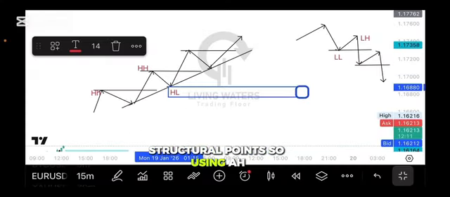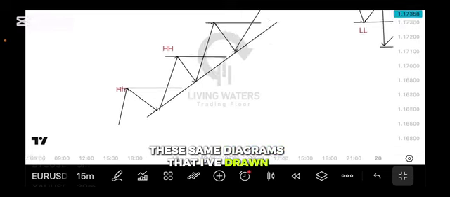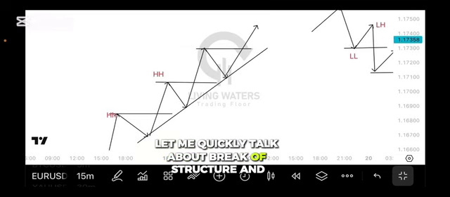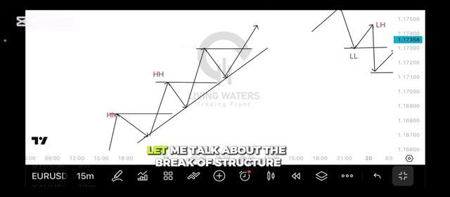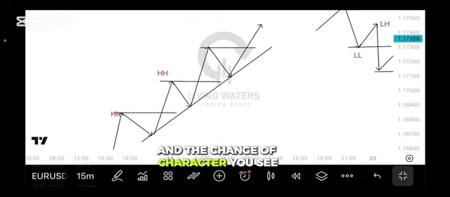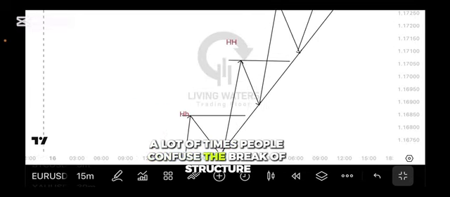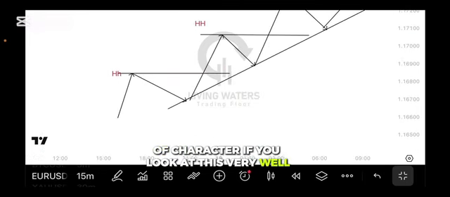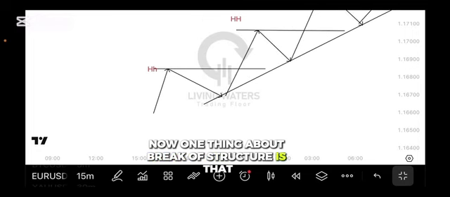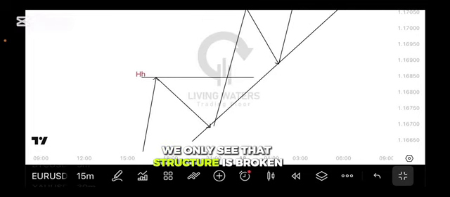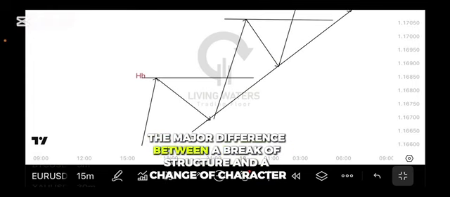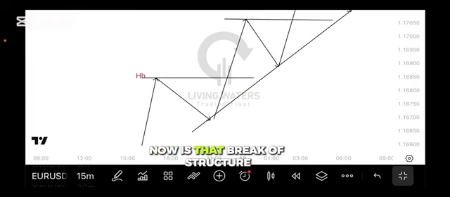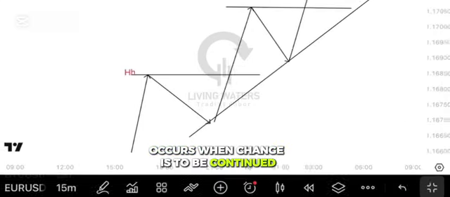So using these same diagrams that I've drawn, let me quickly talk about break of structure and the change of character. A lot of times people confuse the break of structure with the change of character. One thing about break of structure is that we only say structure is broken anytime we are having a continuation. So the major difference is that break of structure occurs when the trend is to be continued.